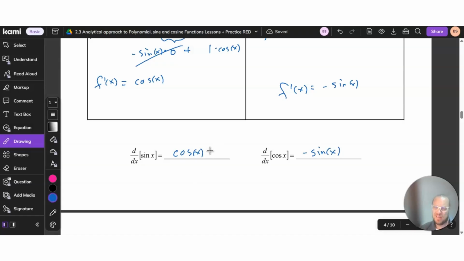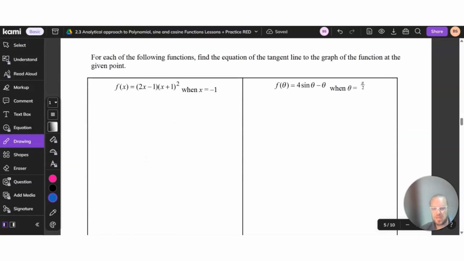Now, realistically, you're not going to go and find these this way that we just did, but you are going to probably memorize these two and use them a lot. Okay? So let's do a few more examples, some of which are going to now have trig built into them.